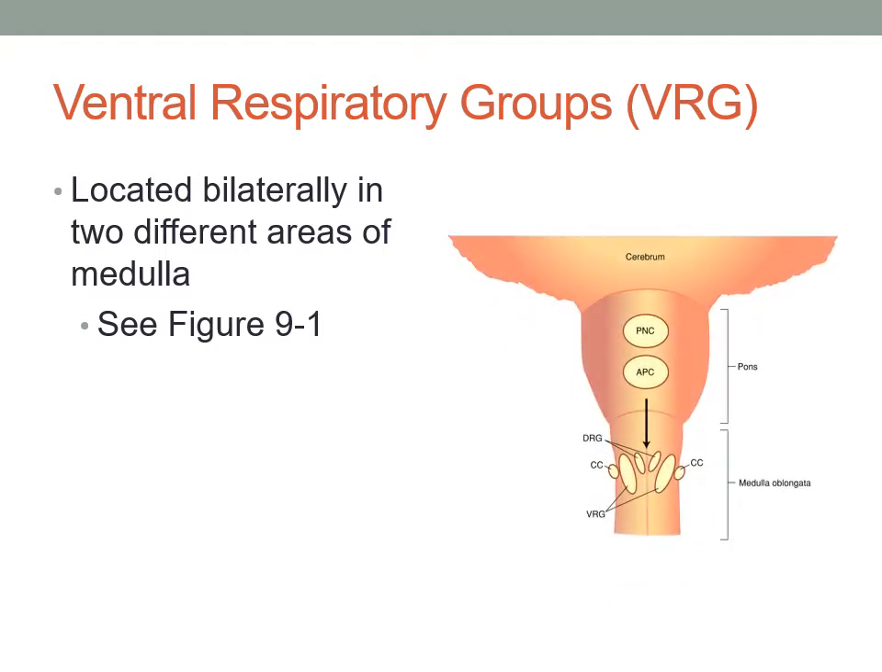As you can see, the ventral respiratory groups are located bilaterally on two different areas of the medulla oblongata. The dorsal respiratory groups are closer to the midline. The ventral respiratory groups and the central chemoreceptors are more to the outside. Figure 1.9 in your book talks about this.